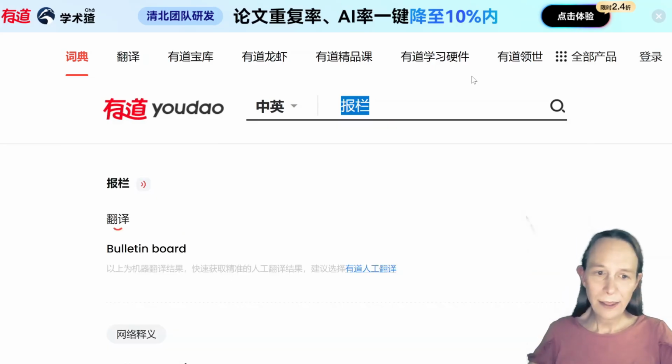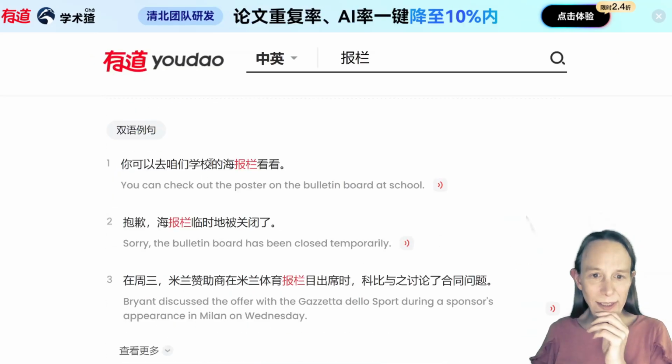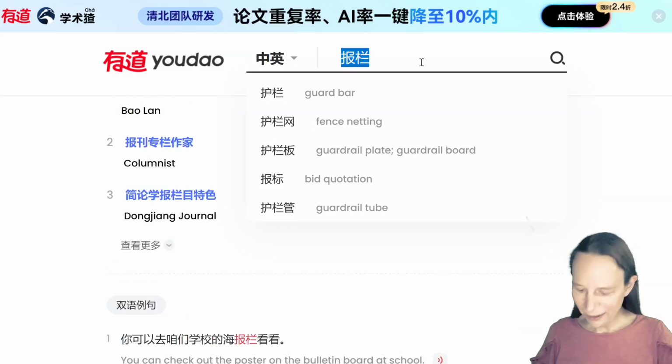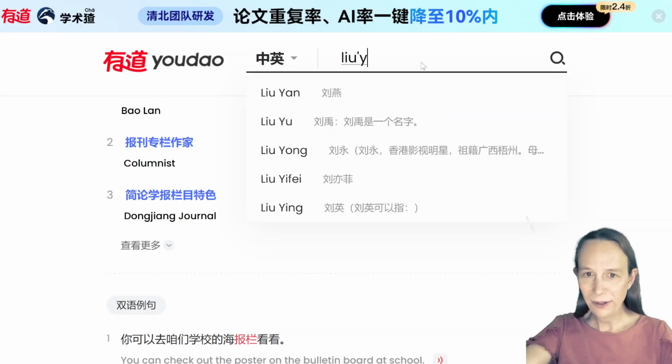This one. 报栏, bulletin board. 报栏, 台报栏. No, this is a poster board. 台报栏. And 留言栏.